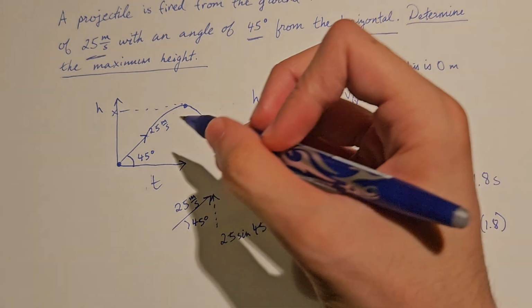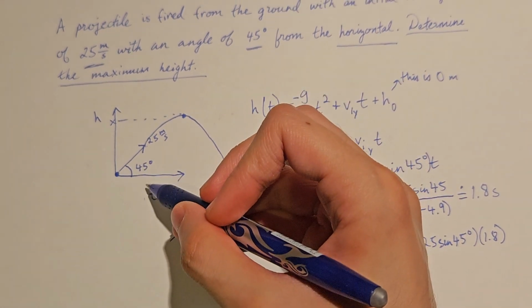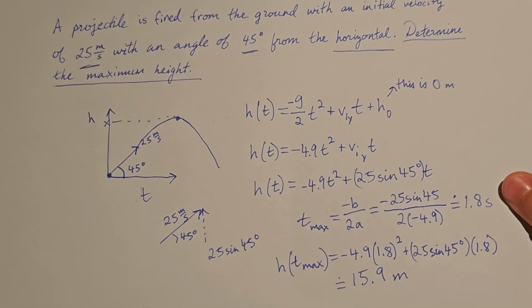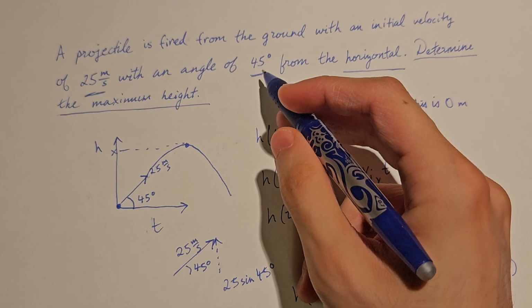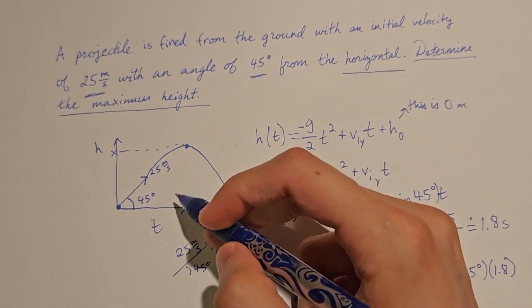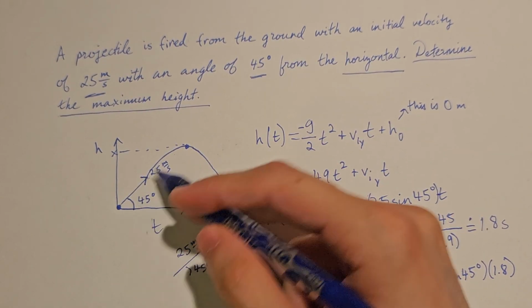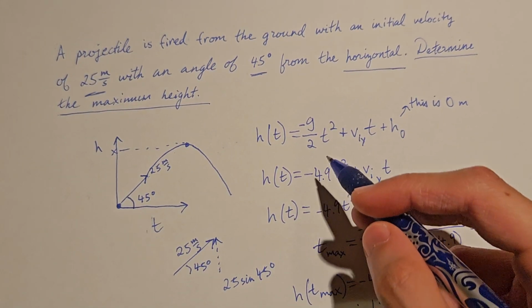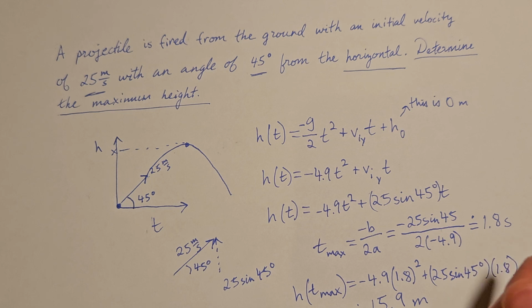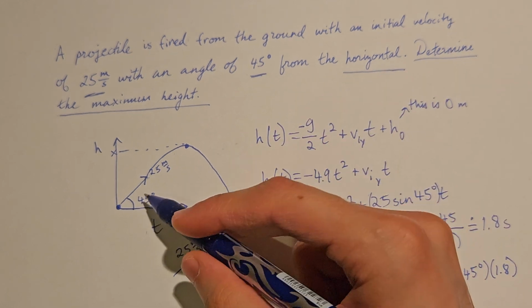So that means that if you have a projectile fired at 25 meters a second at 45 degrees above the horizontal, with the gravity of Earth being 9.8 meters a second squared downwards, you're going to have a maximum height of 15.9 meters for the projectile.